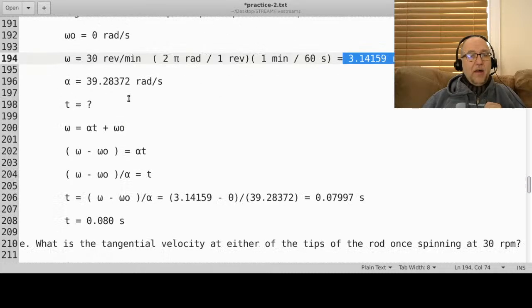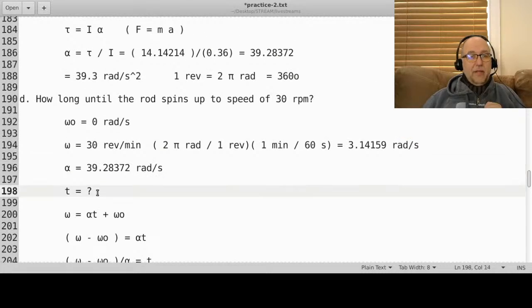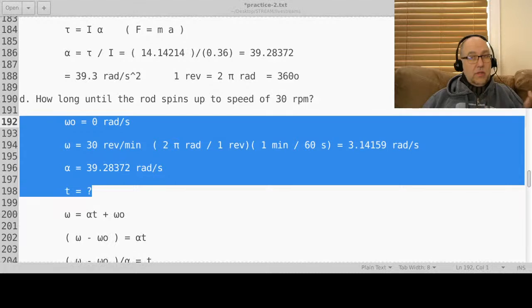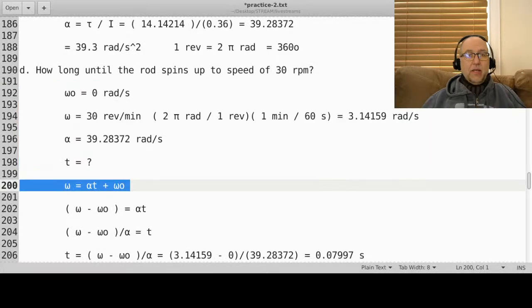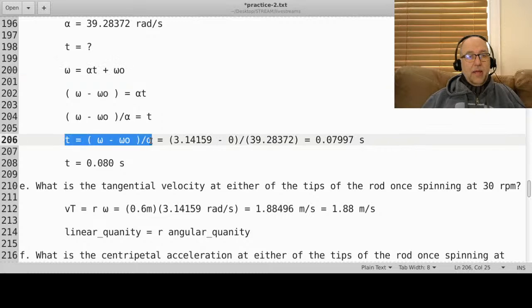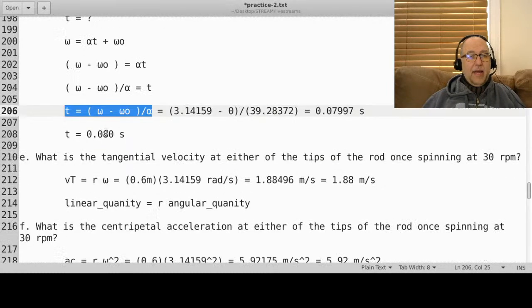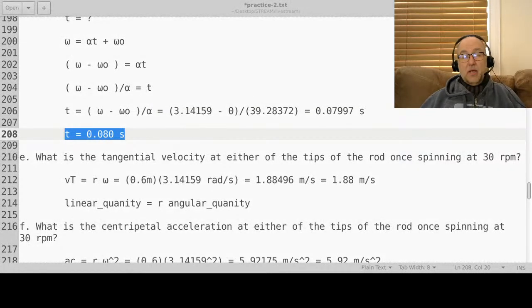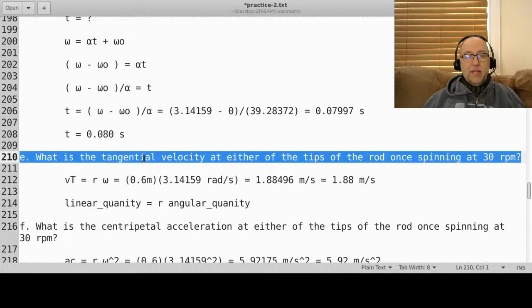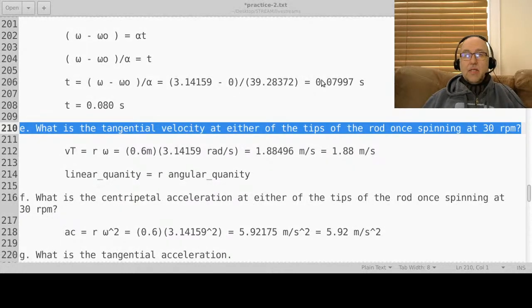Alpha we found above, and there it is. So that's all you know. I gave you no theta information, that is, how much it turned. So it's obvious that you just use your second equation there. I rearranged that and isolated time, substituted in, and I find that it spins up very quickly, just 0.08 seconds.